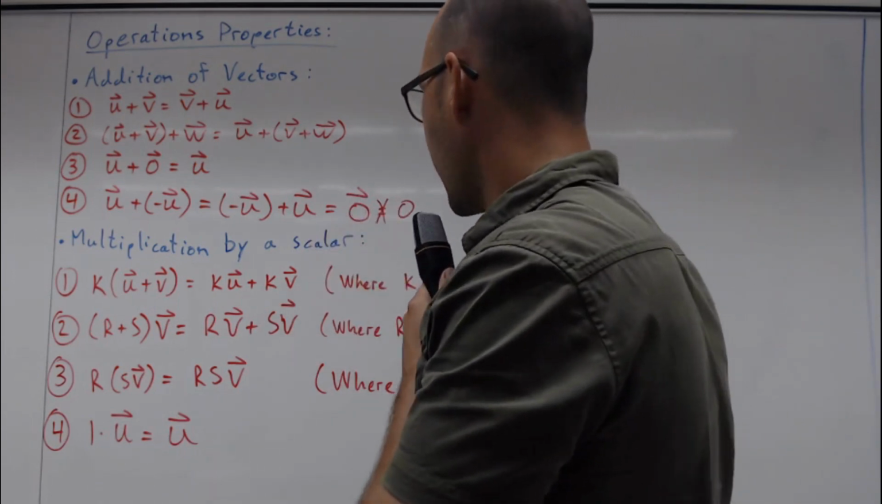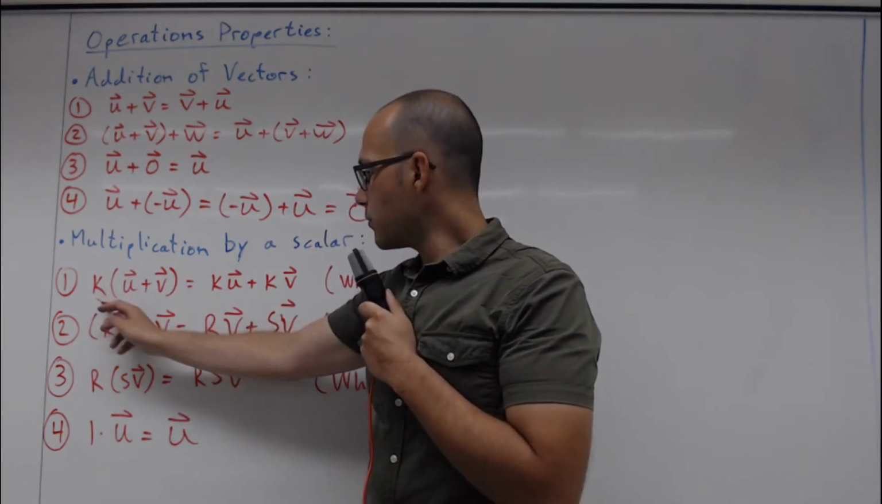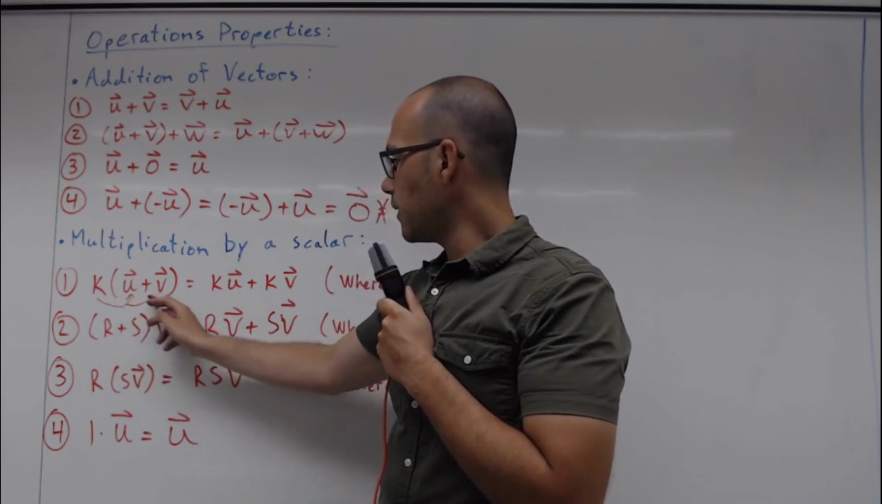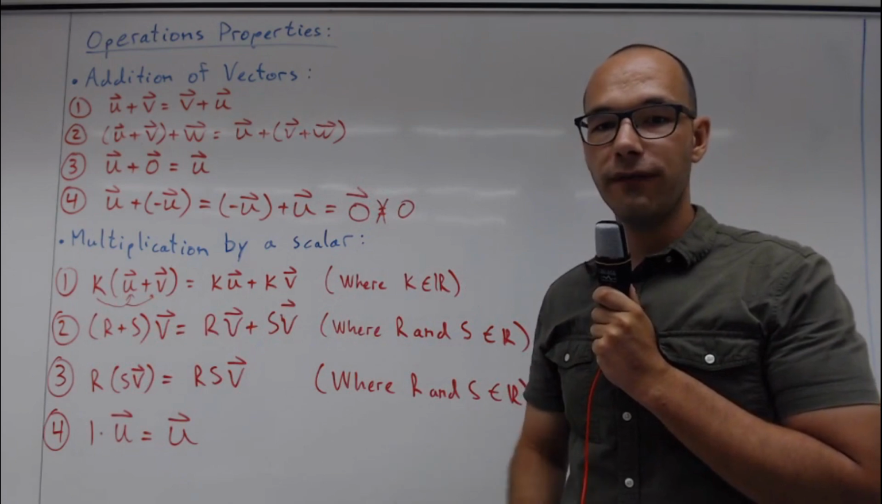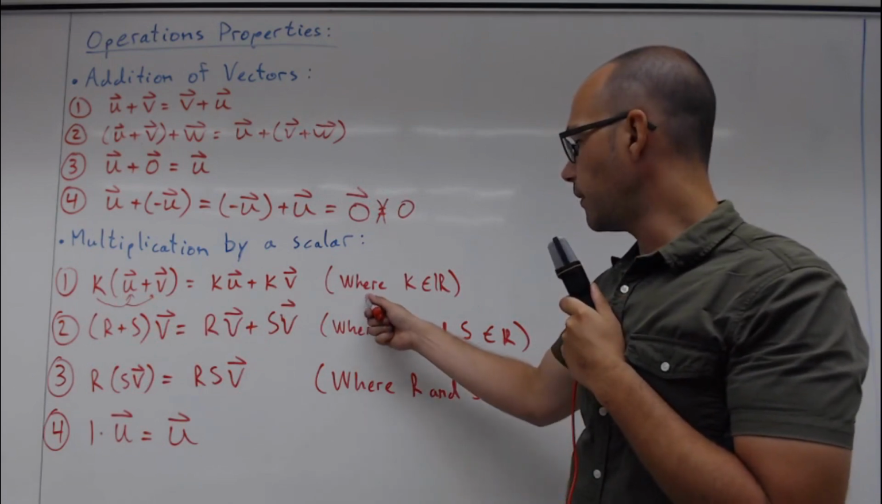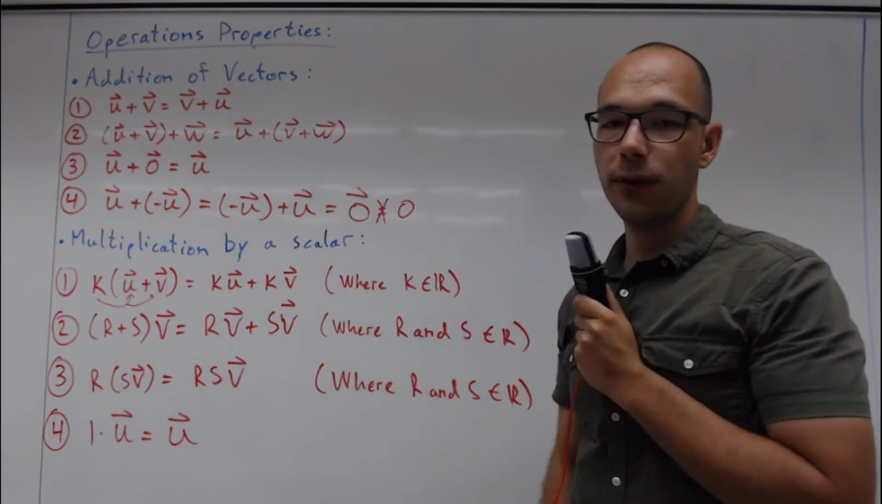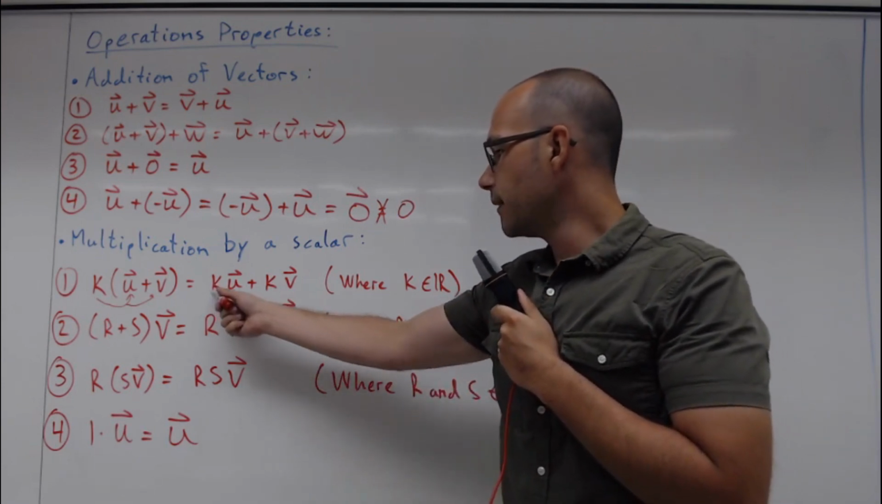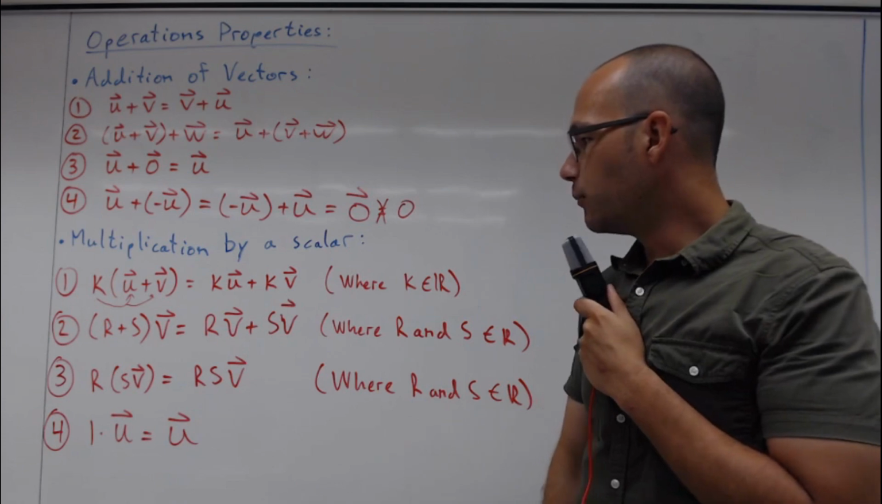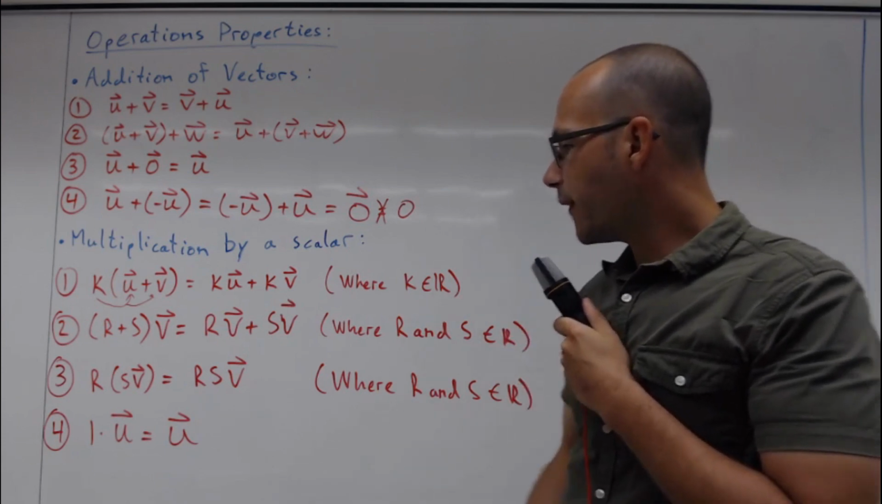Multiplication by a scalar: you can distribute the constant number into an addition of vectors. But the number must be a real number, so k is a real number. So you can just distribute k into brackets. You can do the same thing with v.